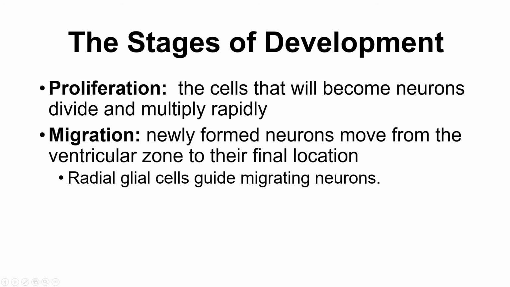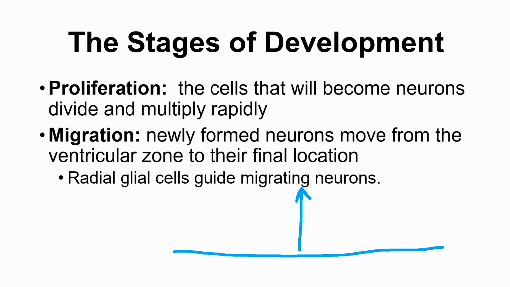So the next part is migration, which, as the name might imply, is when those cells start moving to their final locations. So these newly formed neurons move from that ventricular zone that they proliferated in to the final location that they should be heading towards. So most of them are going to be moving perpendicular from the ventricular surface. And what this means is if this is the surface of that tube, they're going to be moving this way. And it seems kind of weird. How does a cell migrate straight away from where it was created?